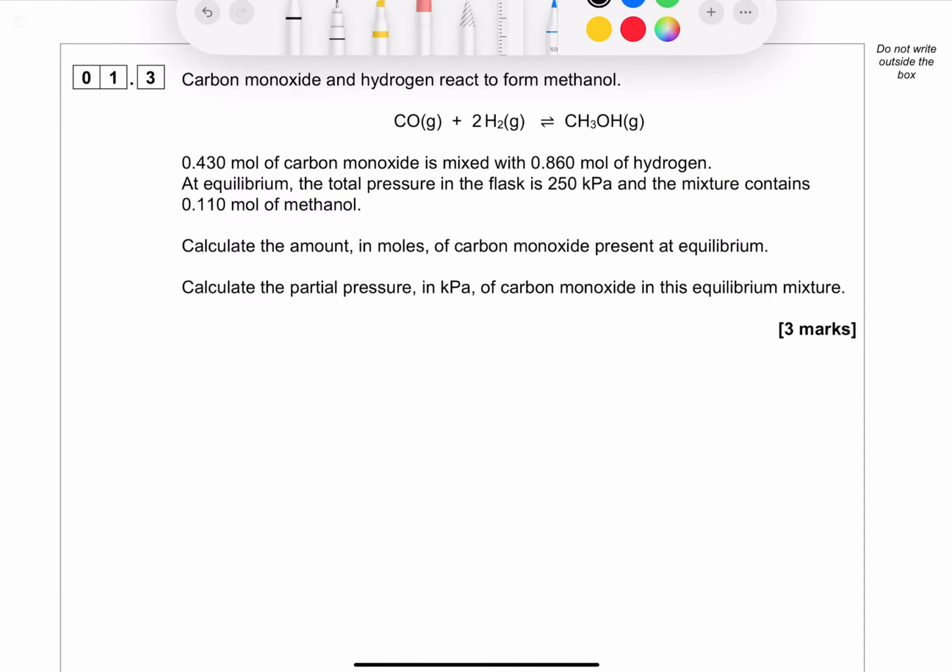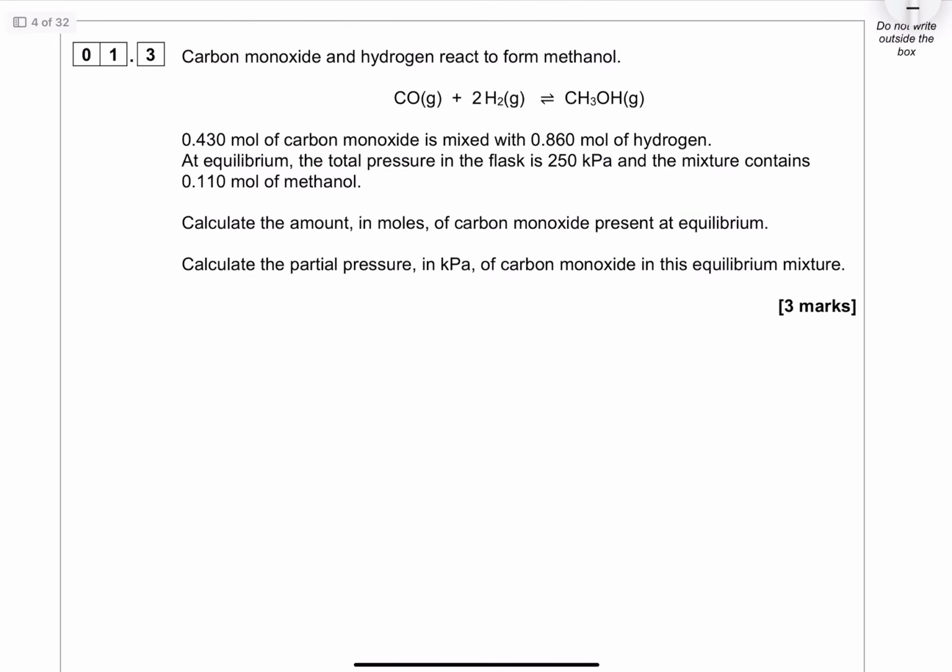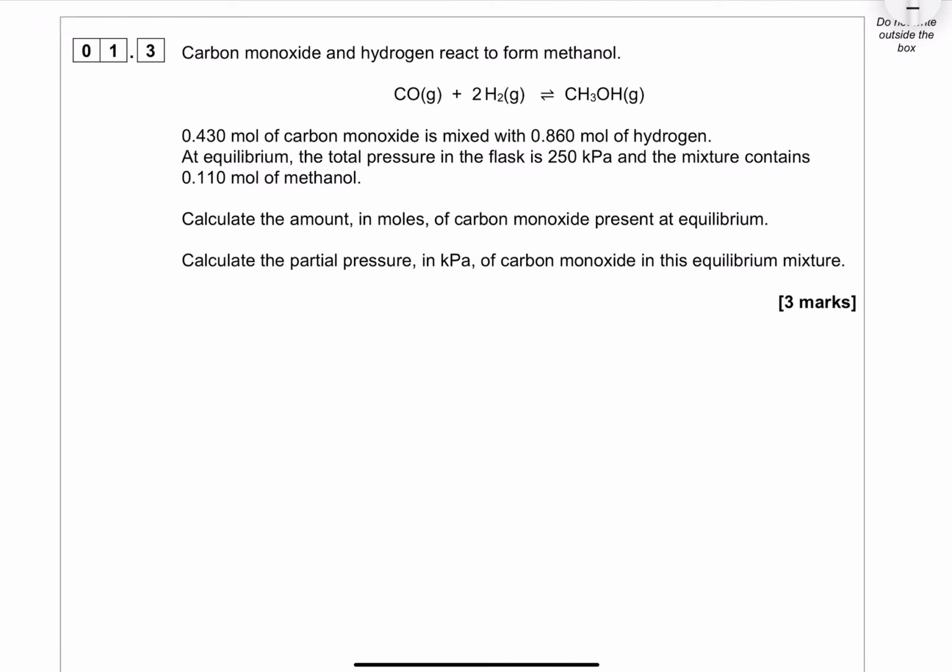Carbon monoxide and hydrogen react to form methanol. 0.430 mole of carbon monoxide is mixed with 0.86 mole of hydrogen. At equilibrium, when the total pressure is 250 kilopascals, the mixture contains 0.110 moles of methanol. Calculate the amount in moles of carbon monoxide present at equilibrium.